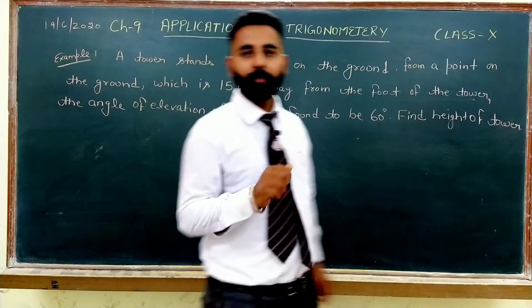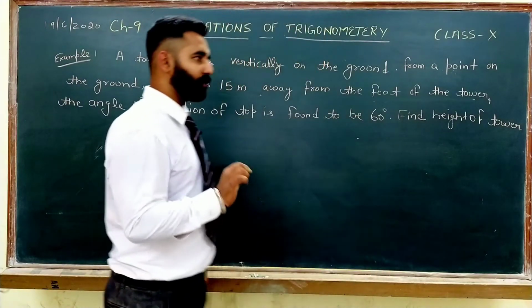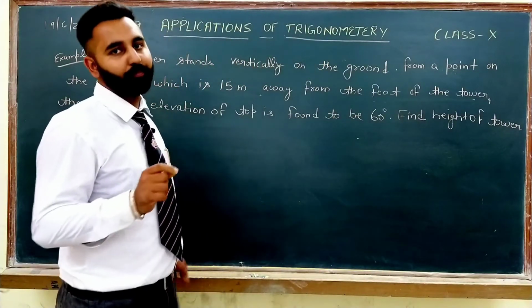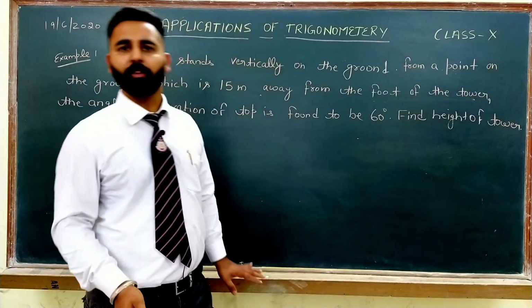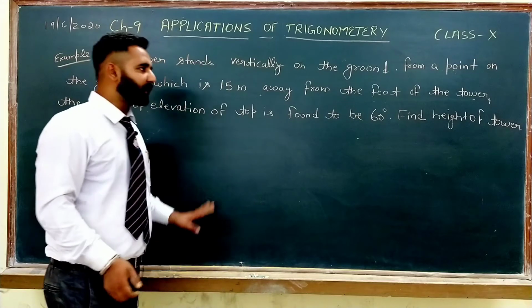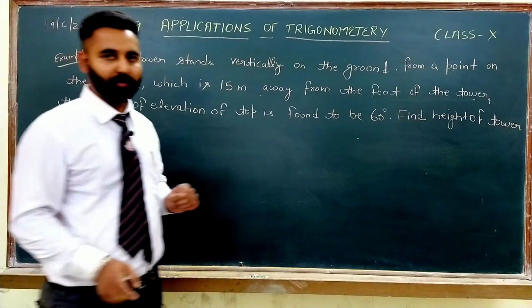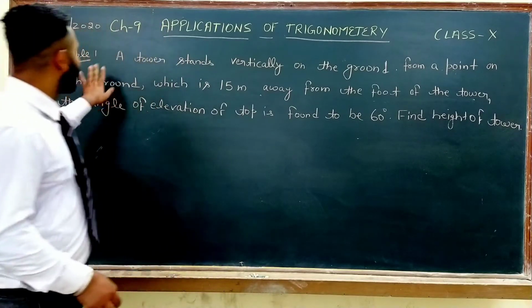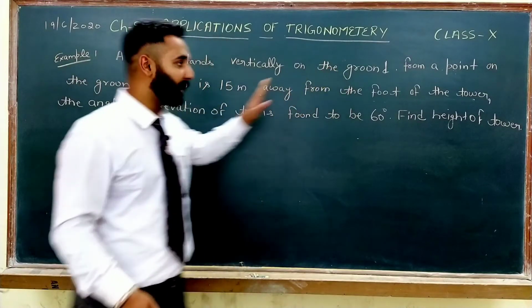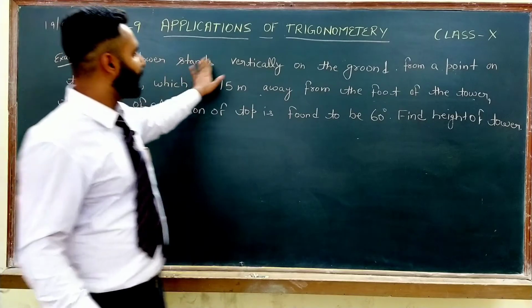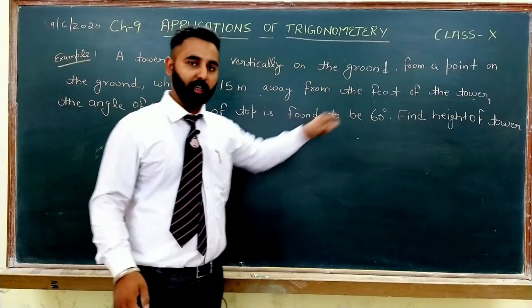As I told you, in this chapter, we will solve the problem based on heights and distances with the help of trigonometric ratios. But how to solve, how to get the results, let us see with the help of a few examples. So first example I am taking: a tower stands vertically on the ground. Read it line by line and start making the diagram.